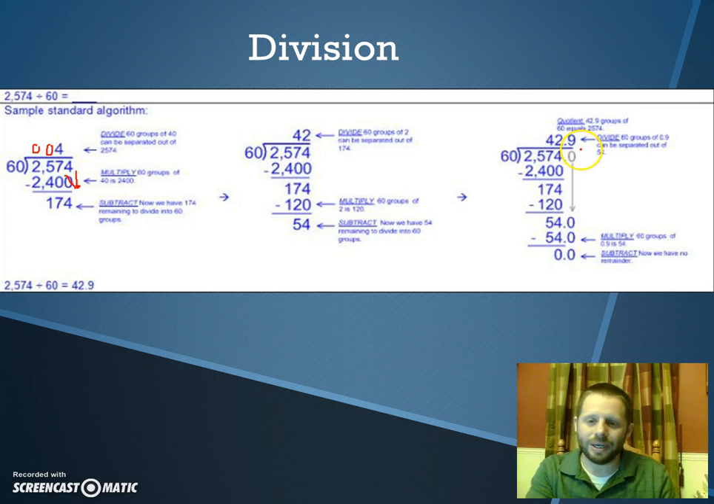So 42.9 is the decimal result of this division problem, whereas on the last example we did it with a fraction remainder, and it was 42 9/10. Okay, same value, just a little different way to look at the remainder.